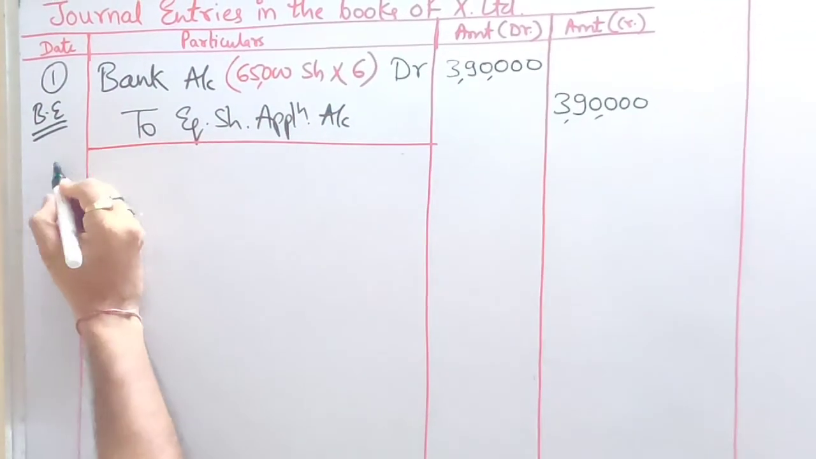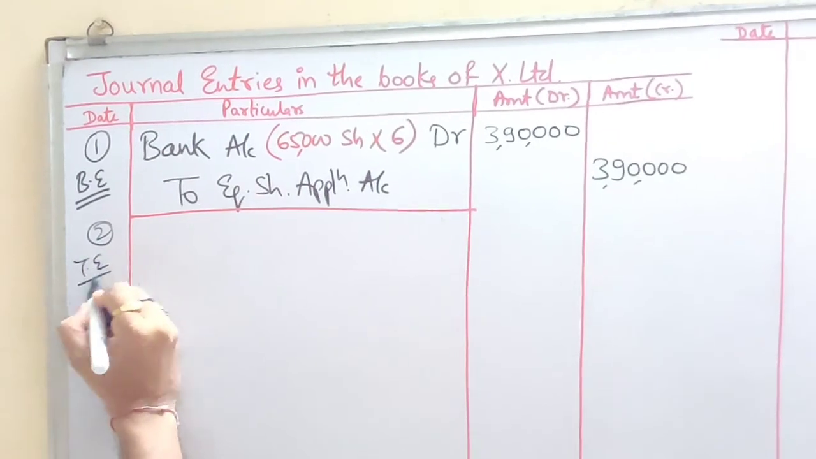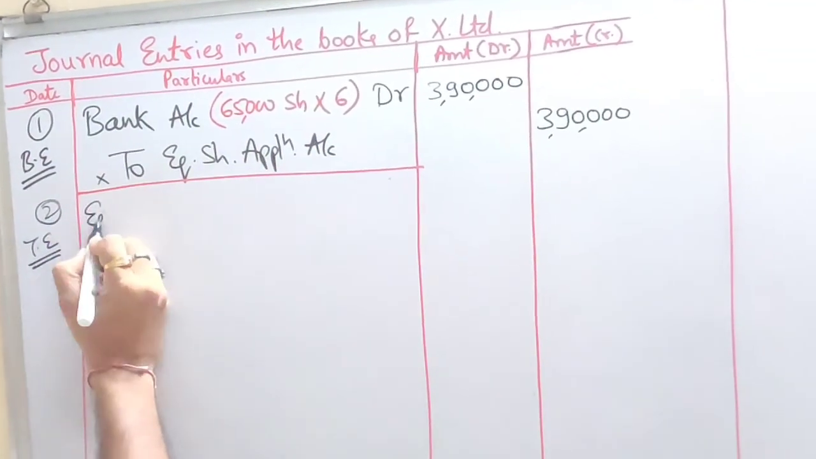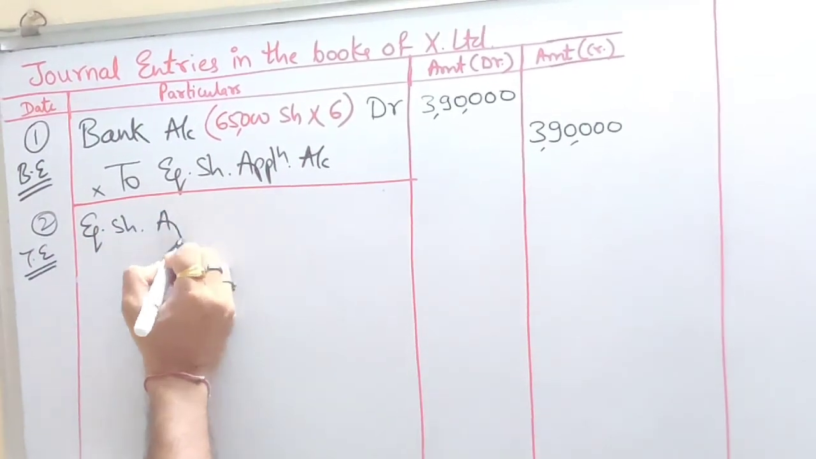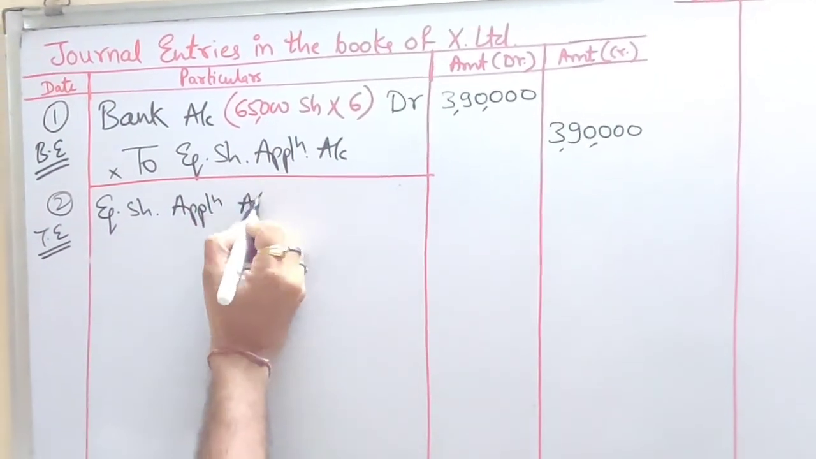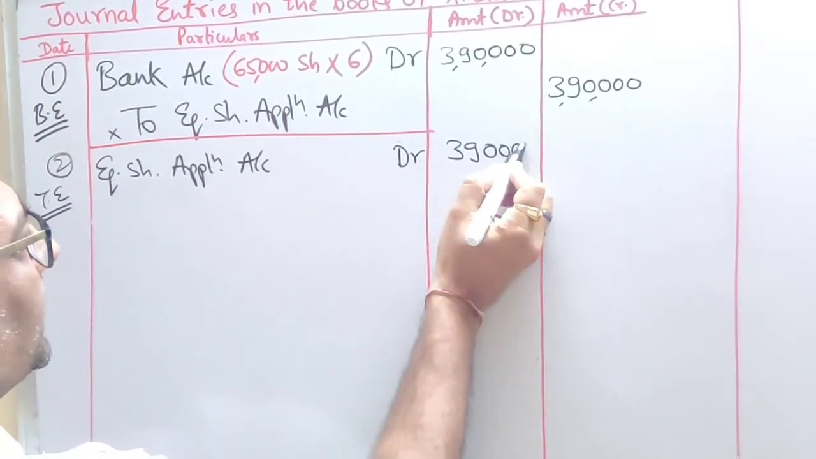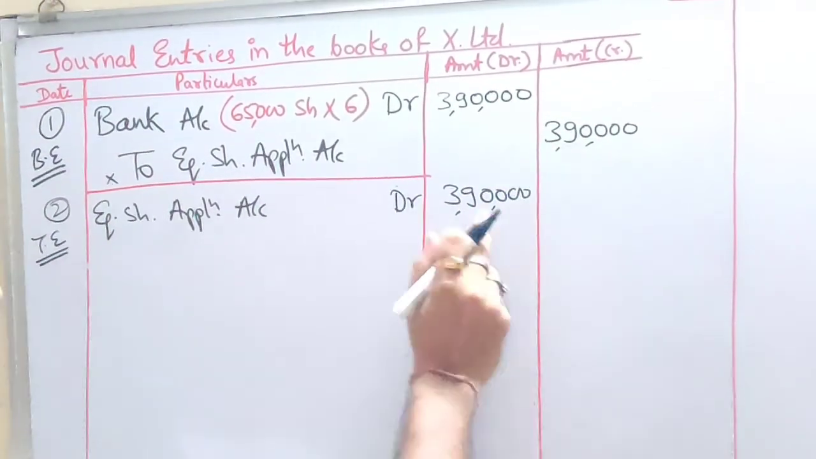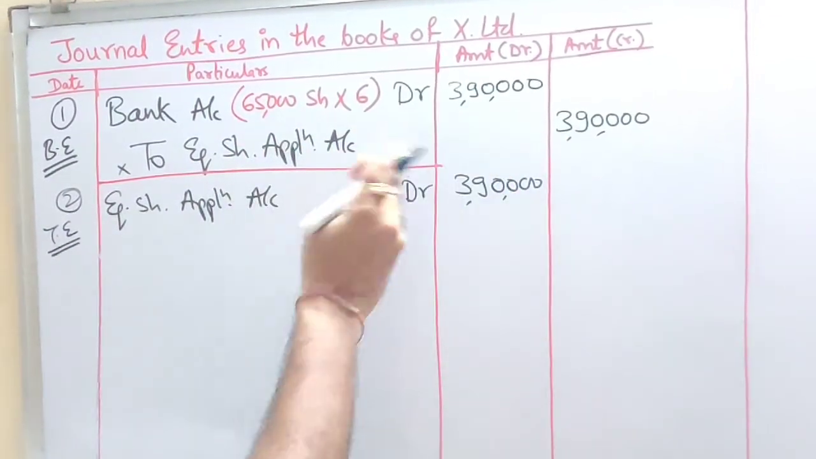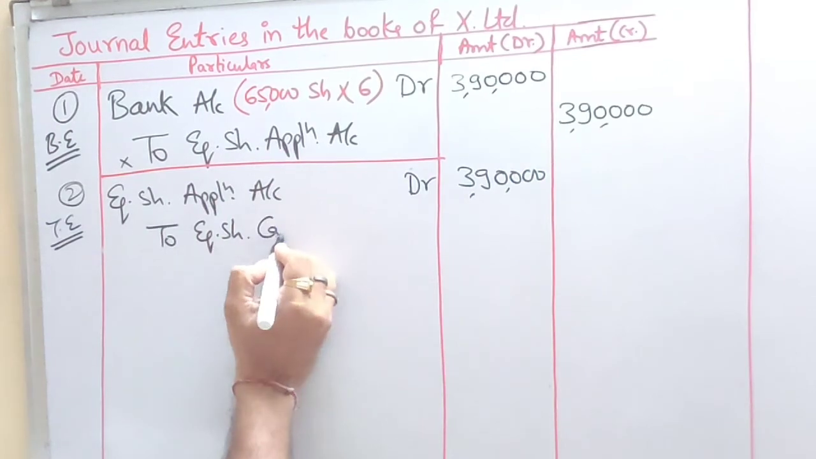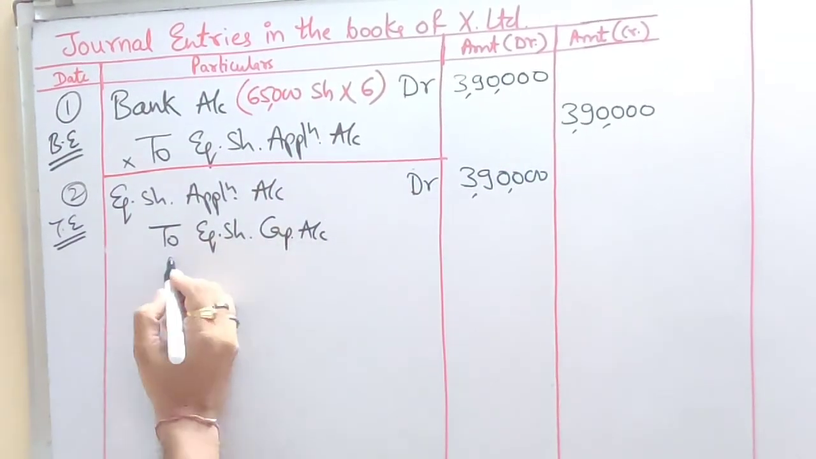Now, second entry, that is the transfer entry. In the transfer entry, I want to cancel this account, so I will debit it. Equity share application account debit 3,90,000. I will write the same amount to get it cancelled completely, to equity share capital account.